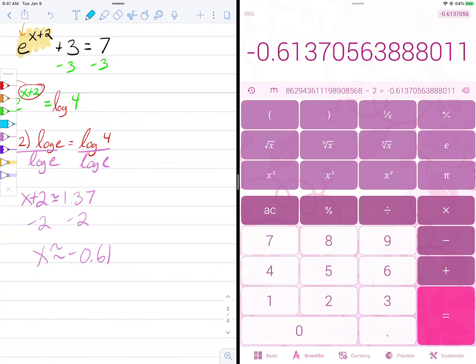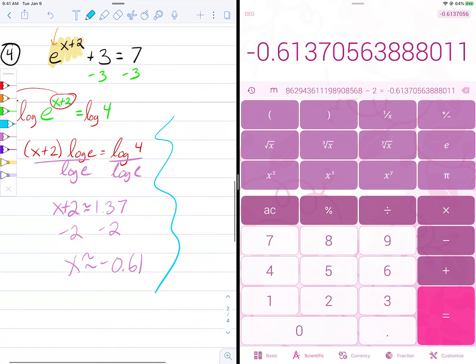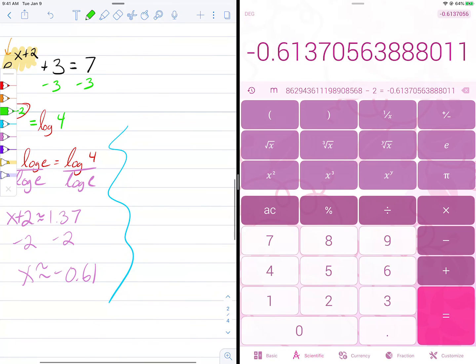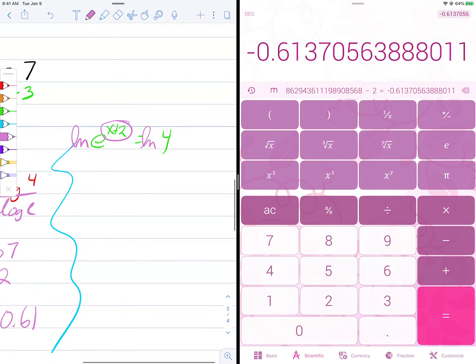Now, let's just say that when you looked at this problem, you were thinking e, so you're thinking this must be a natural log problem. You can actually use the natural log on this problem. So in this problem, let's start off with that e to the x plus 2 equals 4. If you took the natural log of both sides instead of just the log, you're going to get the same answer. So the exponent still drops to the coefficient.